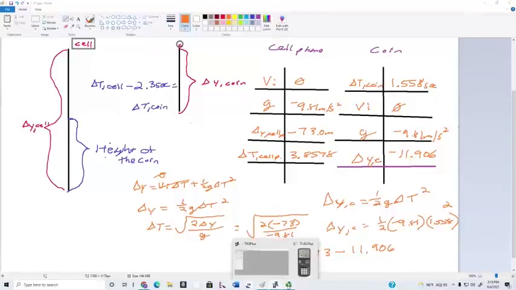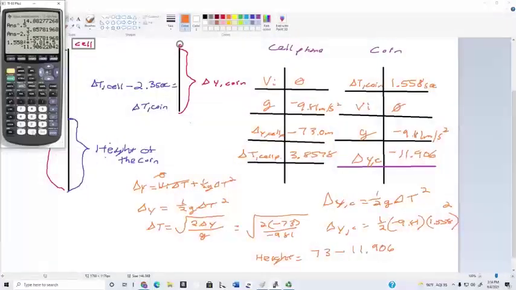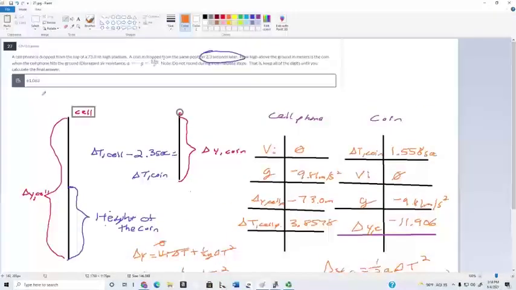11.906 equals 61.094. All right, well, that's okay. That's definitely within range, so we're fine there. You're going to get slightly different numbers when you go that much over, so that's okay. That would definitely work. We're good to go there.